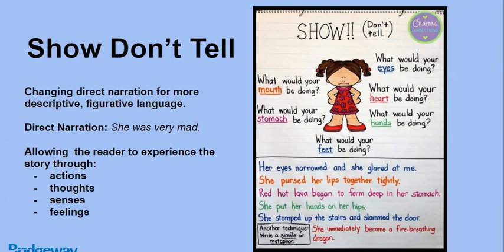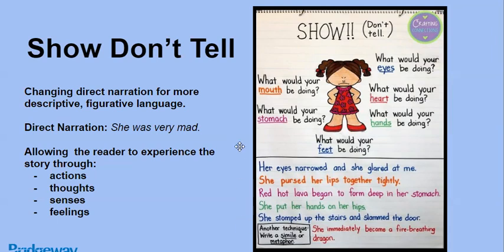So we want to think about what are the characters' actions? What are their thoughts? What are they sensing? What are they feeling? How does that look? How does that feel? Here, all of our senses. You can see here, this goes from she was very mad to a little paragraph of thinking about what her mouth would be doing, her stomach, her feet, her heart, her hands, her eyes. What does that look like to us? Instead of just saying what she's feeling, show us. What does it look like?